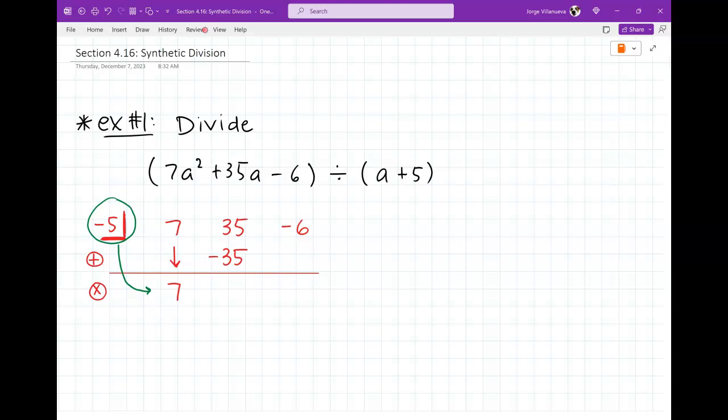All right. Now, you see how that negative 35 is above the line? I'm supposed to add, right? There's a plus sign there. So what's 35 plus negative 35? 0. So that goes down here. Okay? What do I do with the 0? I multiply it times negative 5, right? Every number on the bottom gets multiplied by the number in that half square. So what's negative 5 times 0?